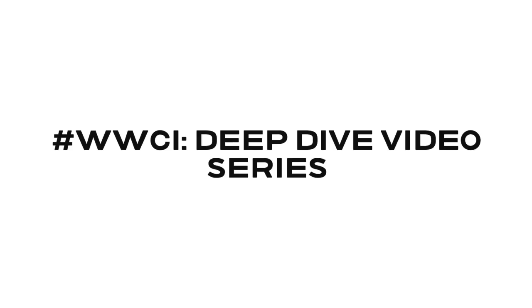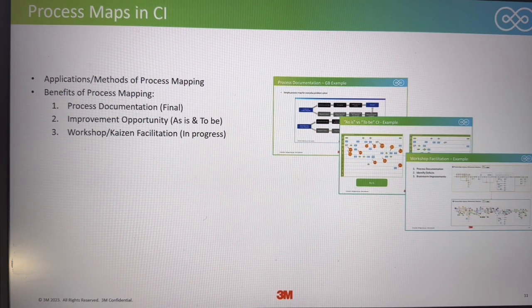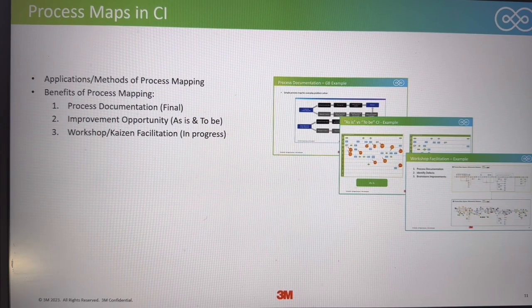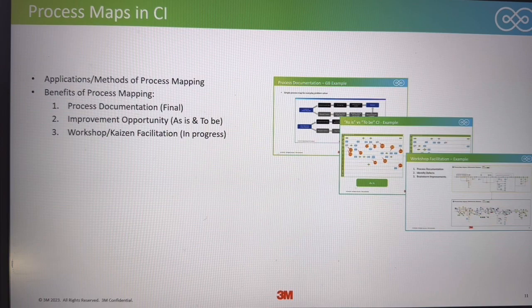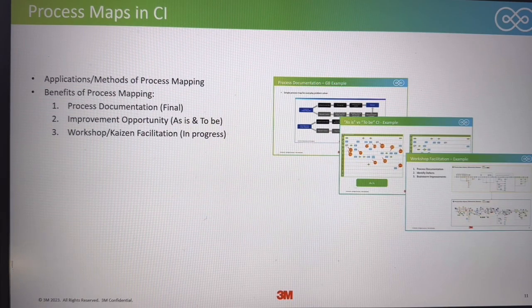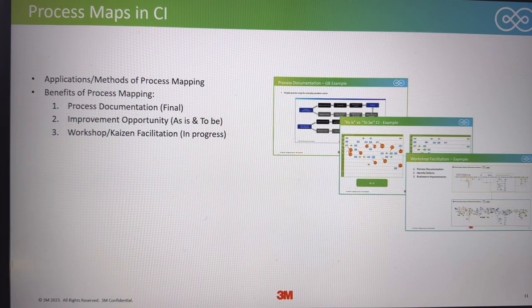Important continuous improvement tools. Let's jump right into today's topic of process mapping. Today we'll run through the process maps in continuous improvement, looking at the applications, methods of process mapping, which include benefits of final process documentation, improvement opportunities, as is versus to be, and then finally workshopping and Kaizen facilitation, which are process maps that are in progress.